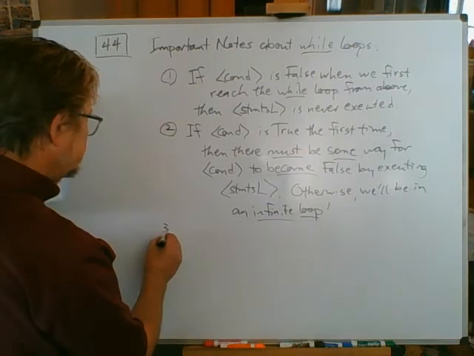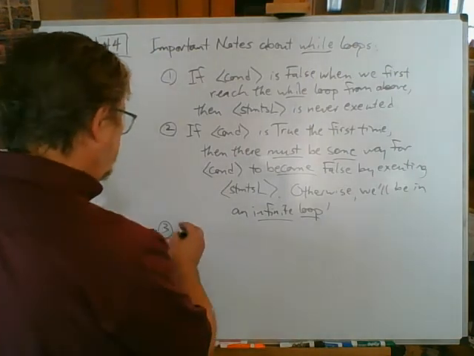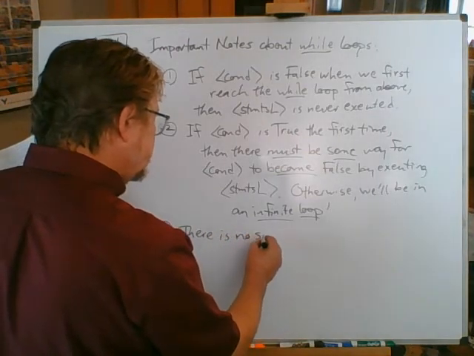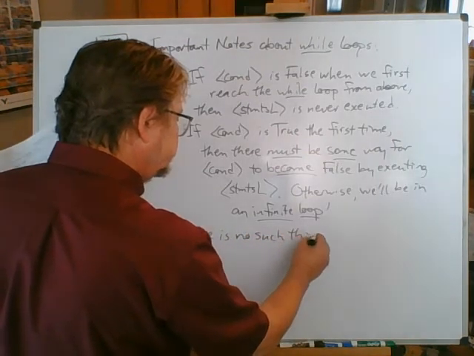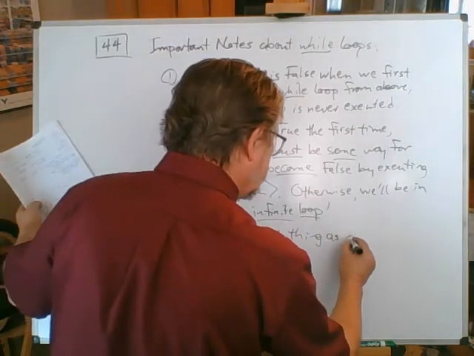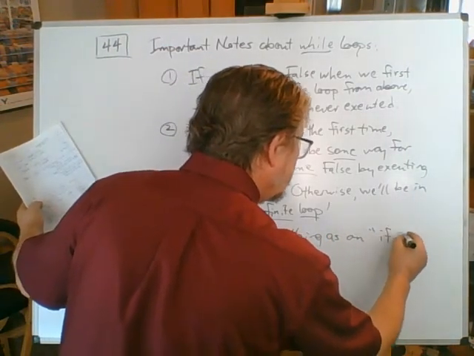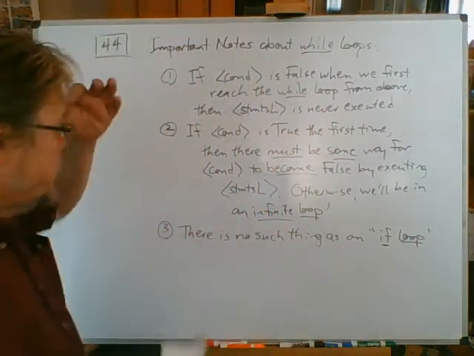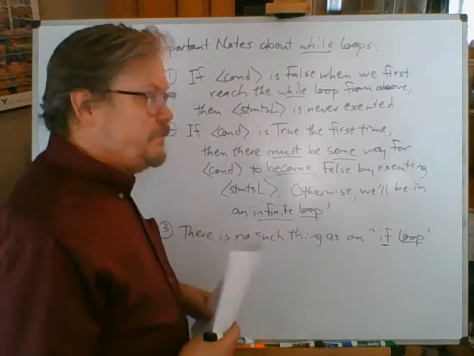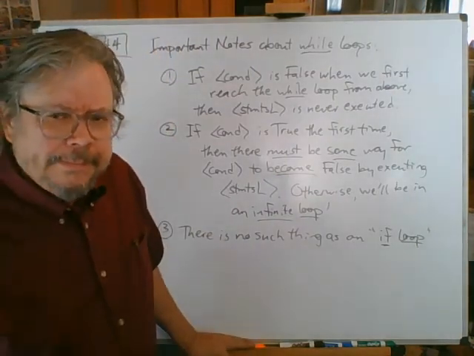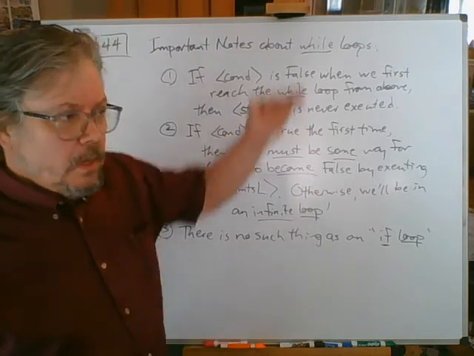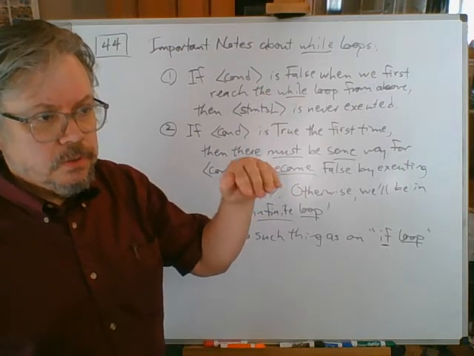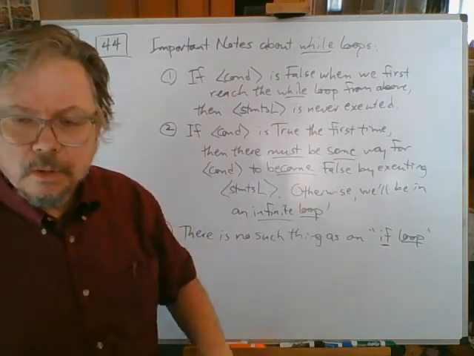One more note, 3. Oh, just for my benefit. There is no such thing as an if loop. Does not exist. There is no such thing as an if loop. If is a one-way trip. Here we are executing our execution path one statement at a time. We get to an if, the condition is true. Okay, we'll do the indented statements and then we'll keep going, no looking back.